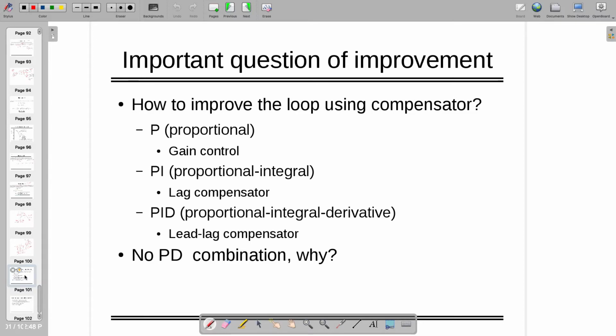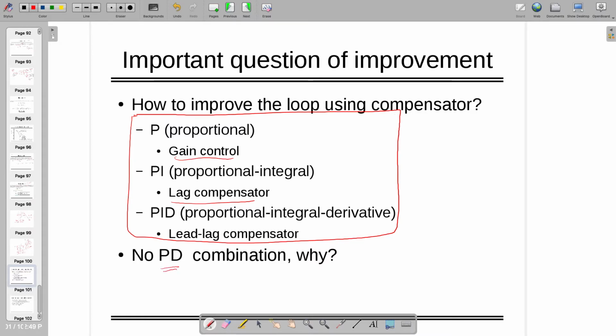You must be knowing about this. These schemes are P, PI, and PID. You heard about this? These are also known as gain control, lag compensator, and lead-lag compensator. Right? Yes, sir. You are also using it, right? Have you heard about PD, by the way, by some chance? Differential function. Yes, sir. But I have not used it. No, nobody uses it. That's why I'm asking. I have heard of it in literature.